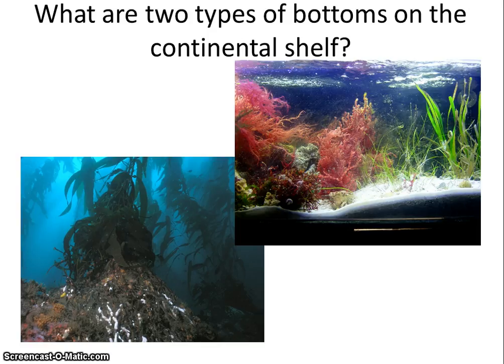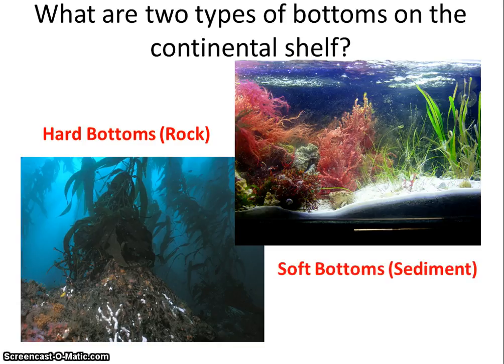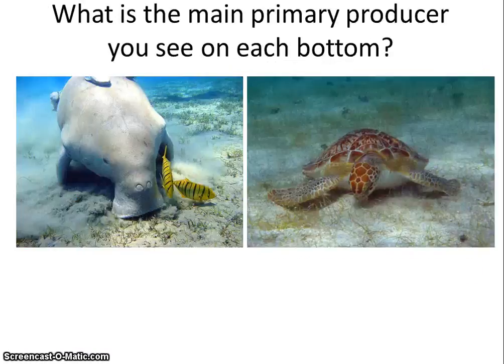So very simple. There are two basic types of continental shelf communities. There's hard bottom continental shelf communities that are made out of rock. And then there's soft bottom continental shelf communities that are made out of sediment, sand, silt, and clay. Hard bottom continental shelf communities are usually the extensions of rocky shores, and soft bottom continental shelf communities are usually the extension of sediment covered shores. Why that's important is because that's going to determine what types of primary producers you see in that area, which is going to determine what type of primary consumers and secondary consumers you see there as well.